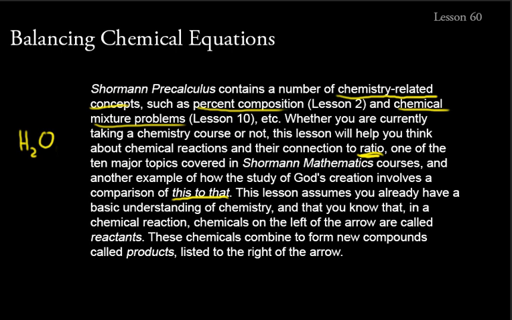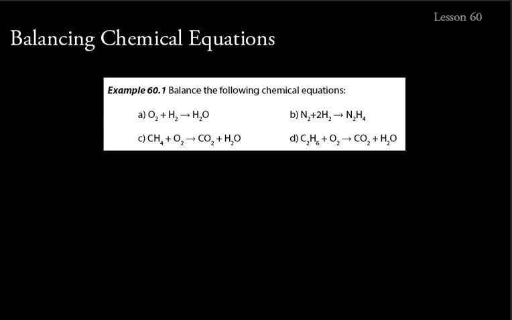And also, you've done some chemical reaction problems, and the chemicals on the left of the reaction arrow are called reactants. Chemicals combine. Sometimes they decompose, they break down, but mostly what we'll be doing is synthesis reactions, where they combine to form new compounds, and those new compounds on the right are called products. So let's go ahead and get started here in example 60.1.